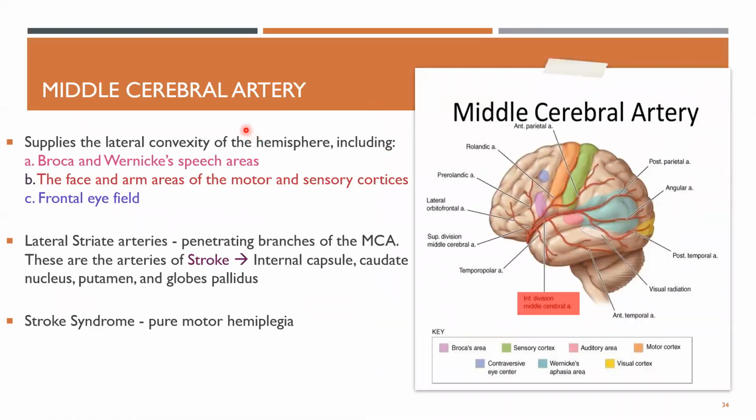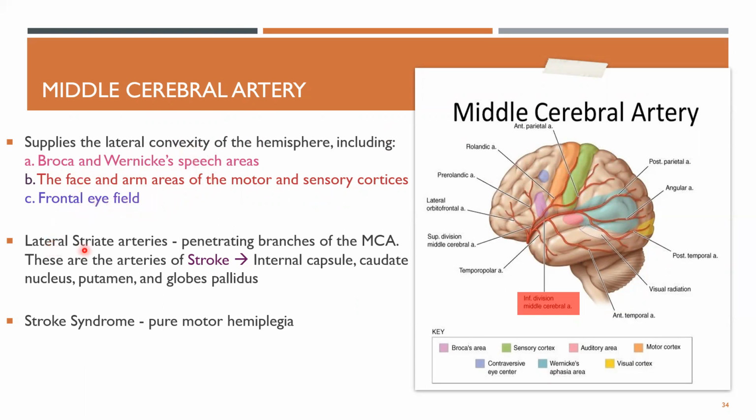The middle cerebral arteries supply the lateral convexity of the hemispheres. Here you can see the inferior division and the superior division of your middle cerebral artery. It supplies Broca's and Wernicke's speech areas, the face and arm areas of the motor and sensory cortices, and the frontal eye field.